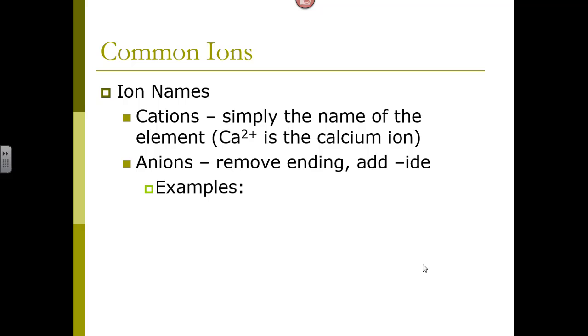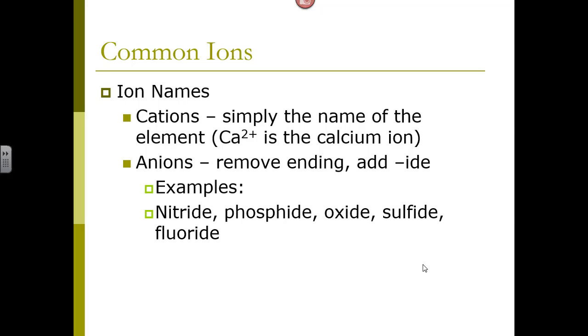So things like nitride, phosphide, oxide, sulfide, and fluoride. Once we've worked with these a while, you'll get a pretty good feel for how much of that element's name to take off and how much to leave. As we first start working with these, if you don't take off the right amount, that's okay as long as you have the -ide at the end. So if you put phosphoride instead of phosphide, that's okay.